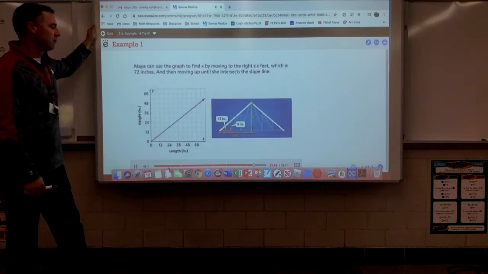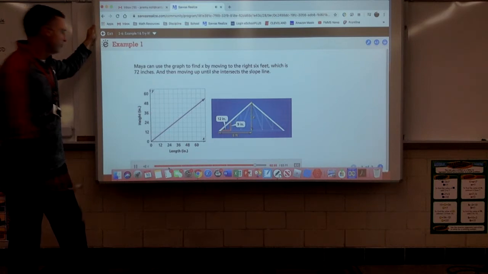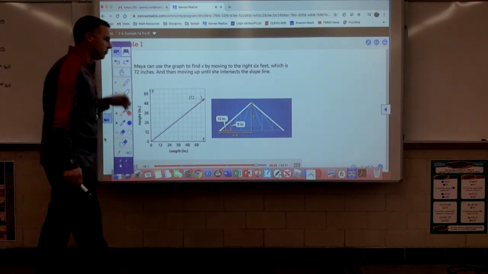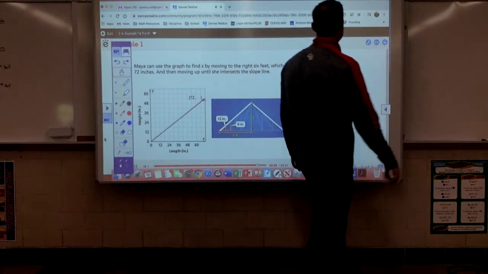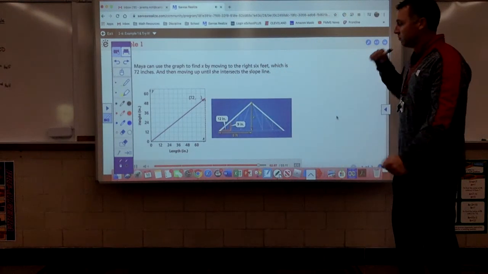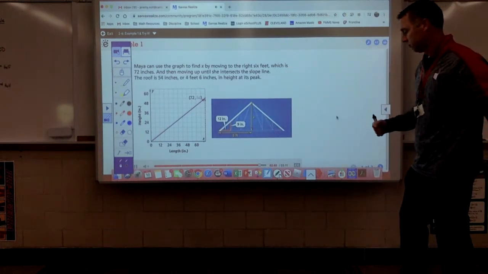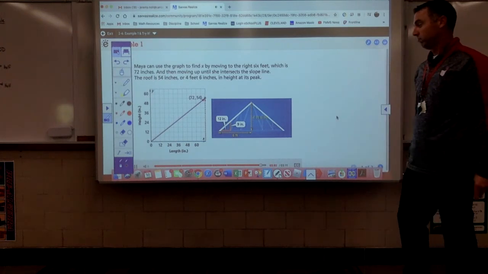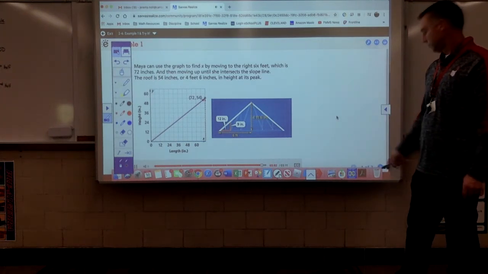Maya can use the graph to find x by moving to the right 6 feet, which is 72 inches, and then moving up until she intersects the slope line. The roof is 54 inches, or 4 feet 6 inches in height at its peak.